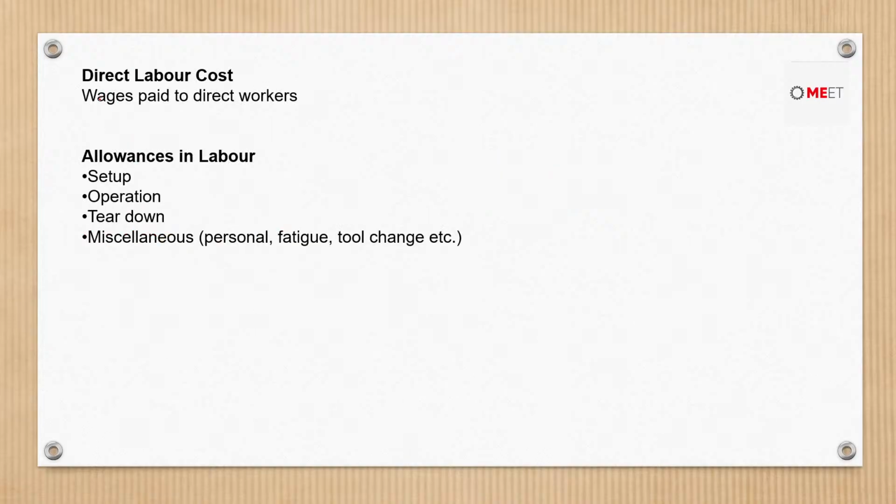Okay. Next is direct labor costs, that is wages paid to the direct workers. And allowances could include setup time, operation time, tear down time, and miscellaneous time. That is due to personal allowance or fatigue allowance or tool change allowance.